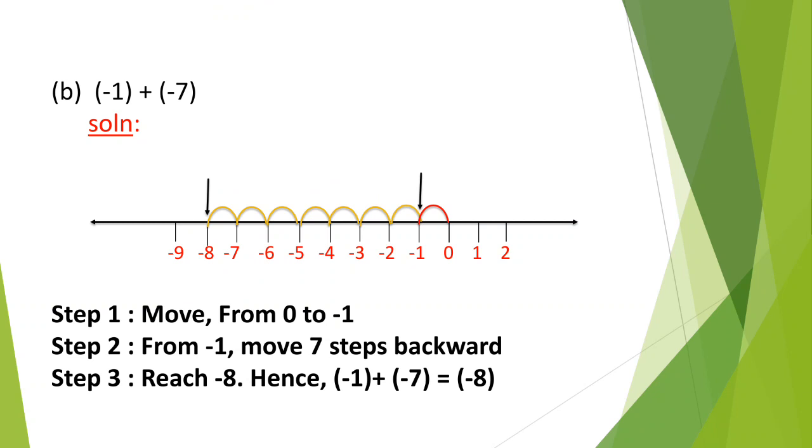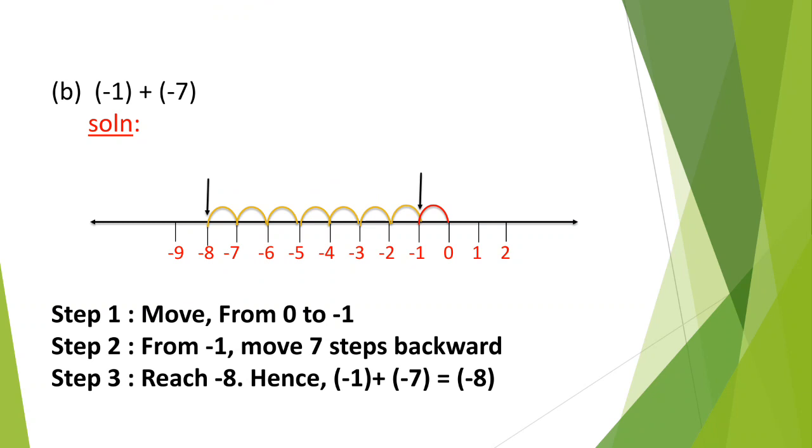Minus number means we have to move backward. For a positive integer, we go forward. Here, minus 7 is a negative number. We are moving 7 steps backward. Minus 2, minus 3, minus 4, minus 5, minus 6, minus 7 and minus 8. We reach minus 8.